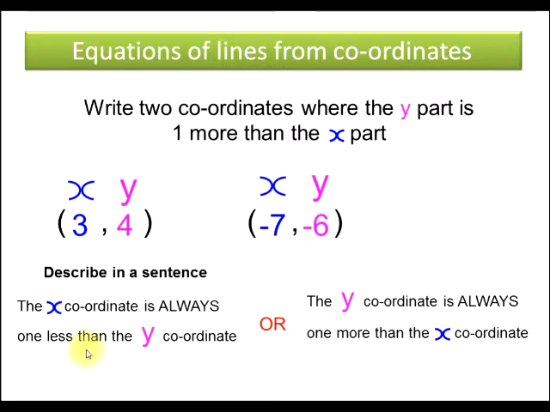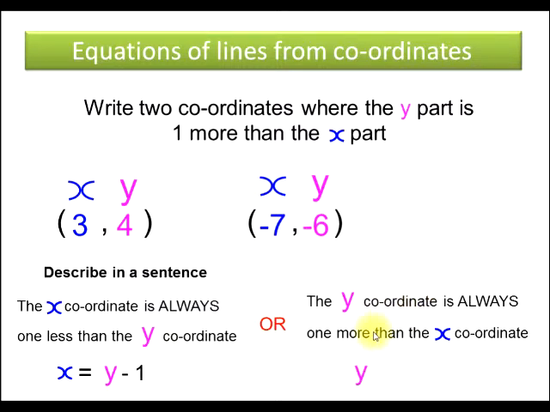Now, we need to try and turn this into more mathematical language, because good mathematicians, we don't write sentences. So instead of saying the x coordinate, we could simply say x is always, well, we have a symbol for that, equals, and one less than the y means we're having to take one away from the y, so it's the y, take away 1. And this is the equation of the line that these 2 points go through.